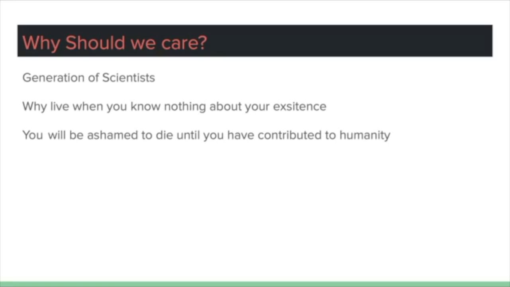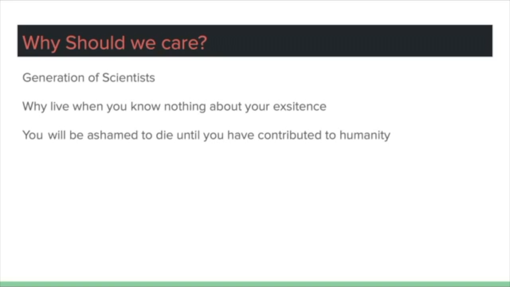So why should we care? Why care about computing and astronomy? Why even care about them? The world needs a generation of scientists. Whether you like it or not, almost every job is scientist in one way: computer scientist, hardware engineer, aerospace engineering. They're all scientists. They're coming together, they're creating this.